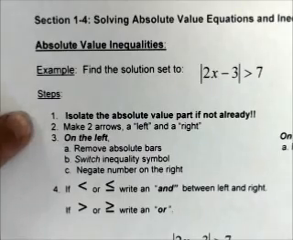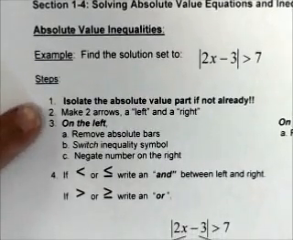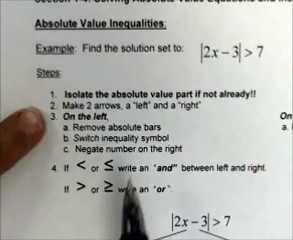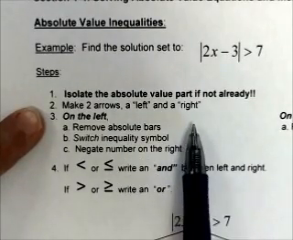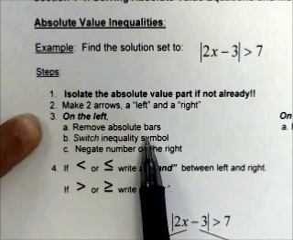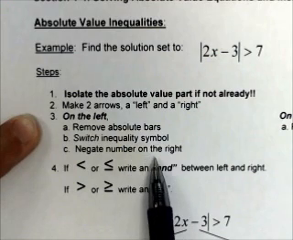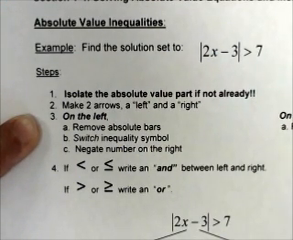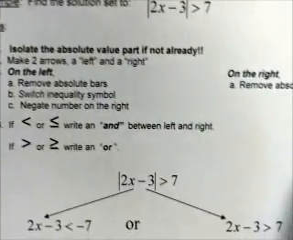The steps for solving an absolute value inequality: first thing, isolate the absolute value part if it's not already isolated. Make two arrows, a left arrow and a right arrow. On the left arrow, you remove the absolute value bars, switch the inequality symbol, and negate the number on the right. For the right arrow, you remove the absolute value bars and copy everything as is.